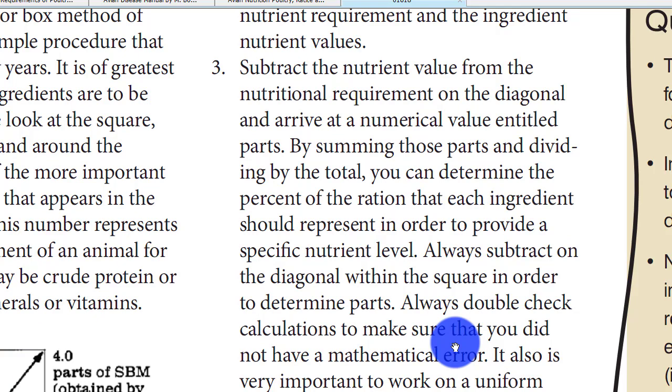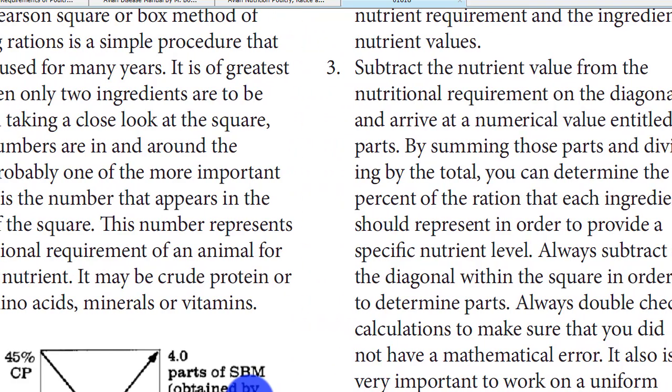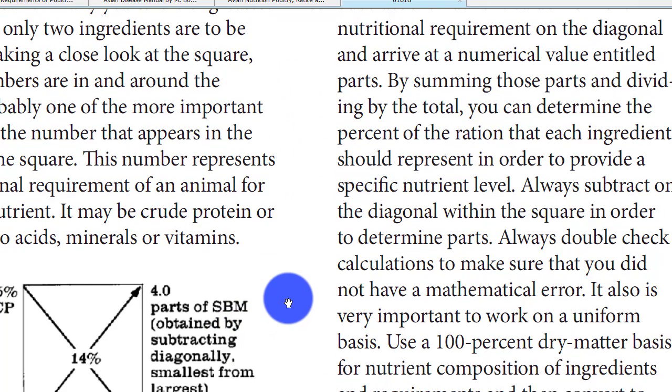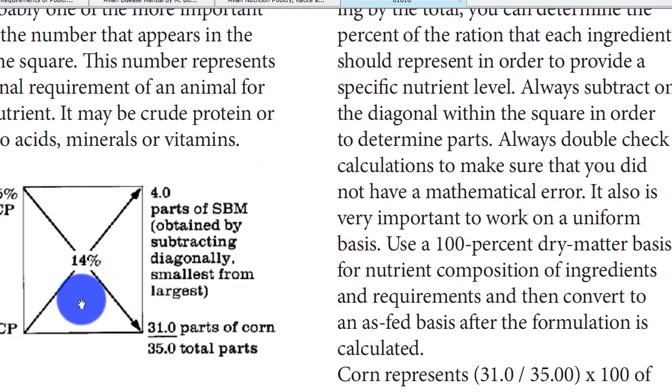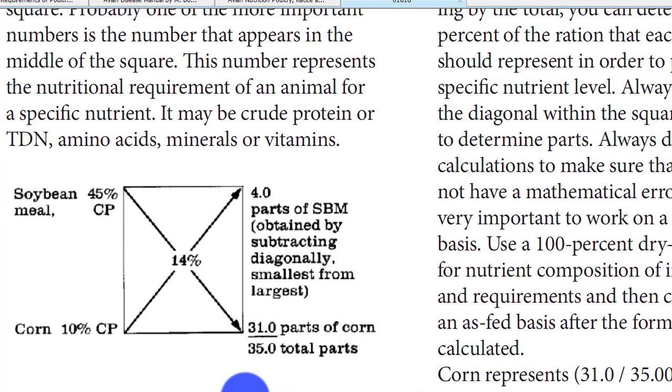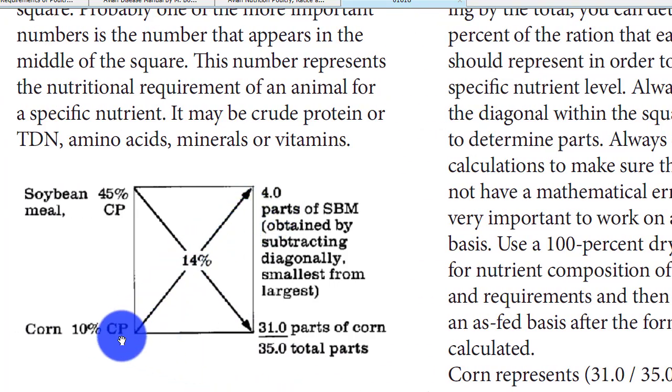Subtract the nutrient value from the nutritional requirement on the diagonal and arrive at a numerical value in the right-hand boxes. Here we subtract 10 from 14. We get 4 parts of soybean meal. Subtracting diagonally, here we subtract 14 from 45, we get 31 parts of the corn, 35 total parts.